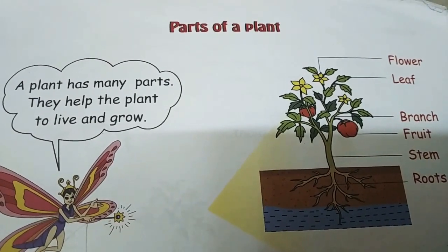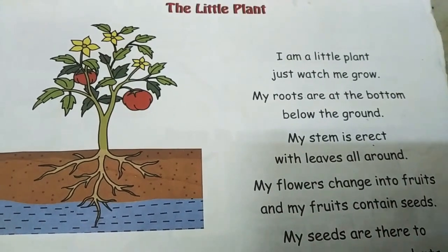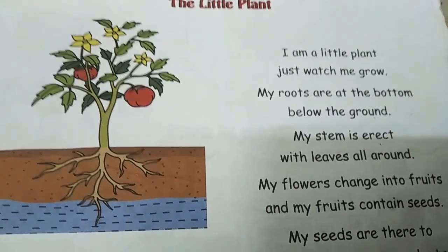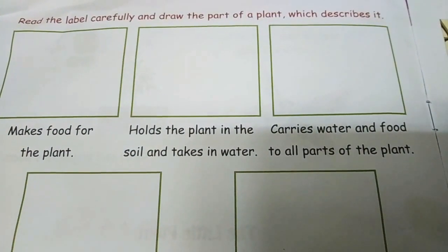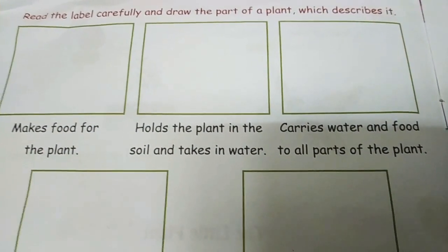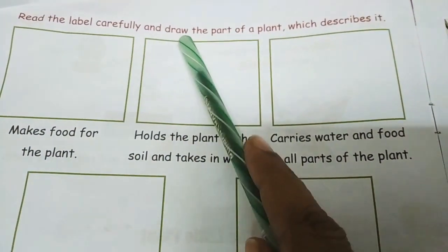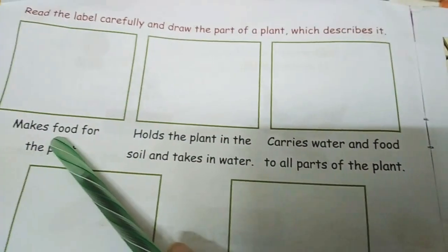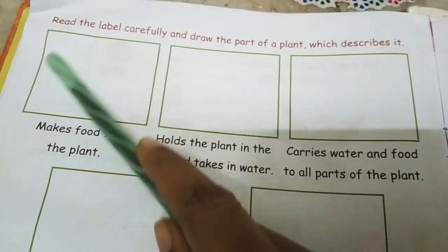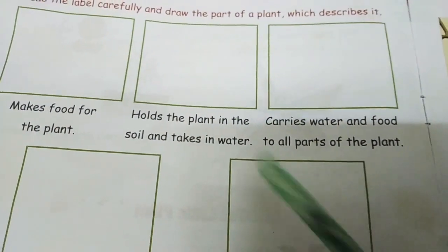Children, these are the different parts of a plant. So here one small poem is there about a little plant. Read this one. Now children, here one small activity is there. Do this in your textbook. So read the clue carefully and draw the part of a plant which describes it. So here you can see the first block is empty. So here you have to draw the parts of the plant, right?